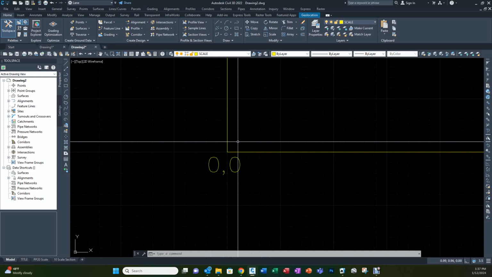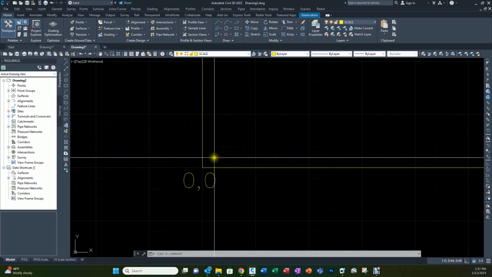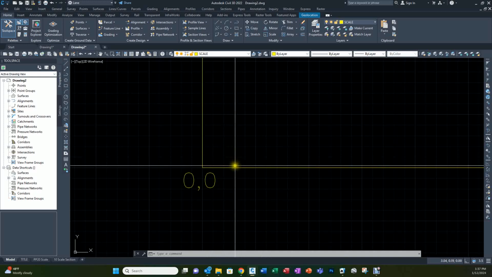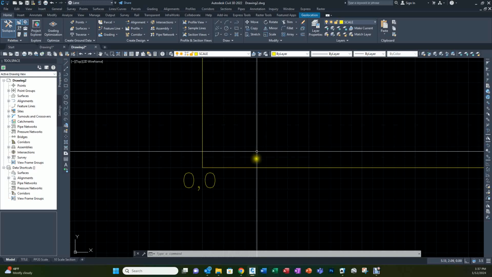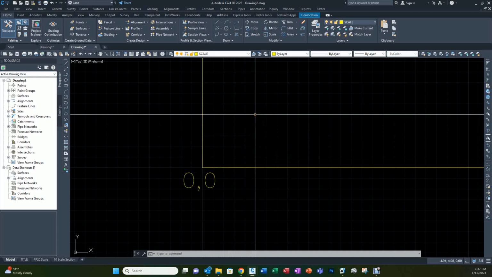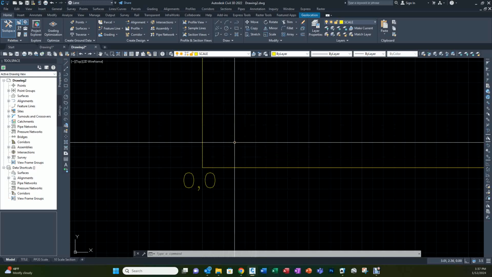And each one of these grid lines is one unit. So the thicker ones are every 5 units. So that's going to be 5,5 right here. And when we say the coordinate system, we say X and Y because we're talking about AutoCAD stuff, not northing and easting. I want to make that clear.